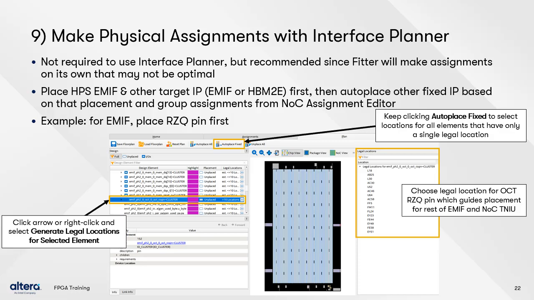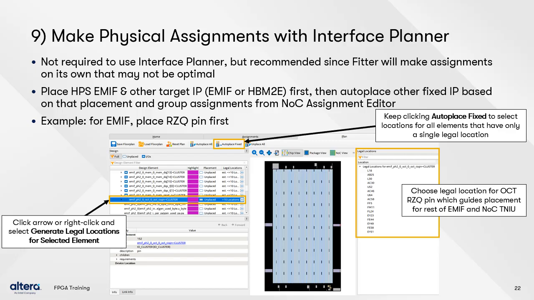The easiest way to make these assignments is to use Interface Planner. This is not required, but just compiling the design and letting the fitter select the physical placement of the NoC elements will not be optimal. For more information on using Interface Planner in general, and more specifically for a NoC design, see the NoC user guide as well as the documentation and training links found at the end of this training.